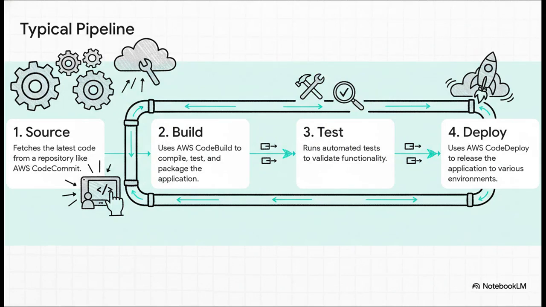You can see how it just connects all the dots, linking together the services we've been talking about into this one seamless automated flow. A developer pushes code, and CodePipeline just takes it from there, moving it through every stage automatically. This right here is the heart and soul of CI/CD on AWS.